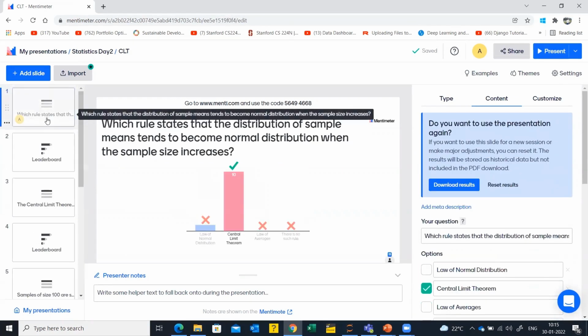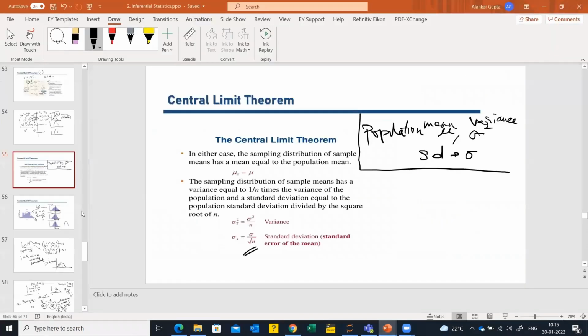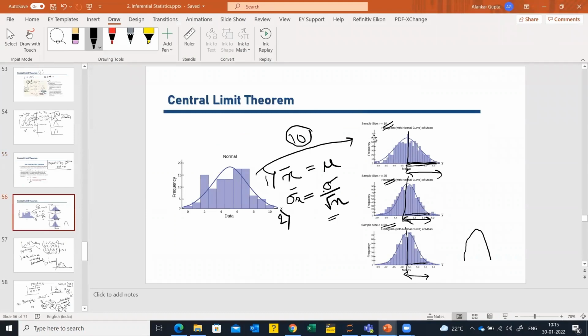Okay, was it there? I think it was the first one. Yeah, this one. Which rule states that the distribution of sample means tends to become a normal distribution when the sample size increases? If you see this slide, if your sample size is very small, probably 1 or 2, it will never be a normal distribution, right? But it will tend to be a normal distribution as your sample size increases. See, it goes from 10 to 25 to 50.